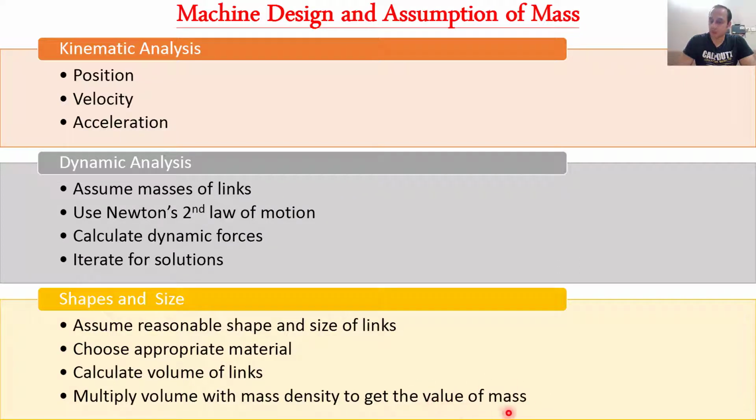So if this mass is very high, what will happen? The dynamic force will be high. So then what do we need to do? We need to either reduce the volume by changing the shape, or change the material, because we cannot change acceleration, we can only change the mass. These are the several activities which we are going to perform in the dynamic analysis.